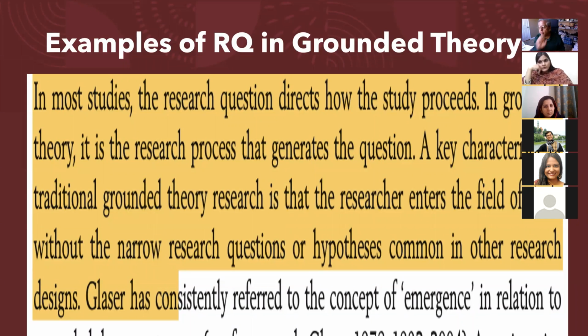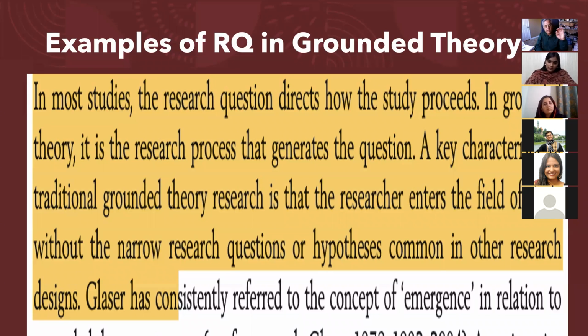Correct? When you're doing grounded theory, your literature review and methodology and everything comes last. It doesn't come first. In grounded theory, it is the research process that generates the research question. So as you do the iterative process of research, your question is developing out of that. So you don't start with the research question. You don't start with the literature review. You don't start with the references, with your bibliography. It is all emerging out of that.